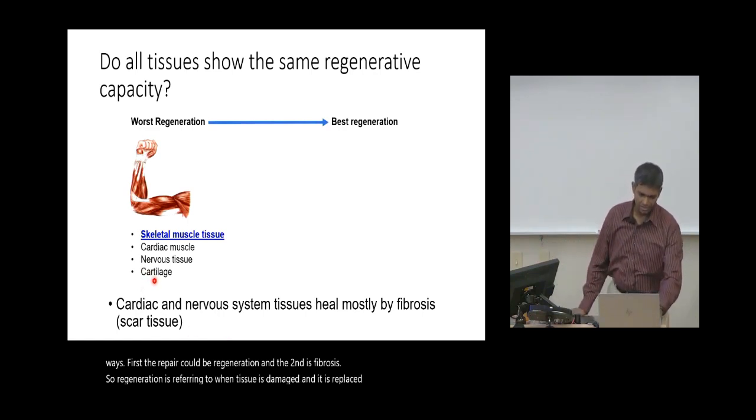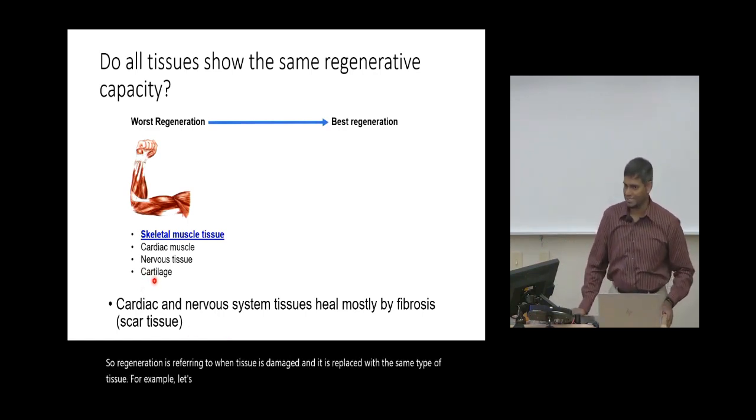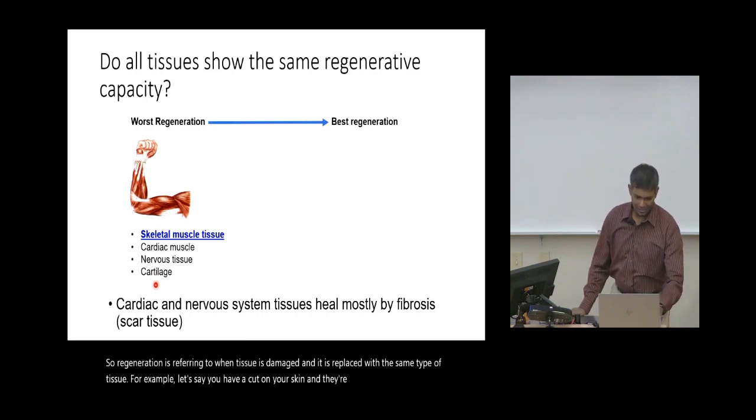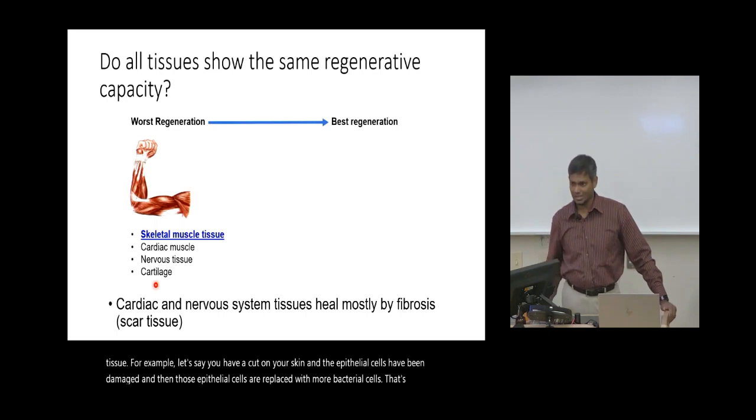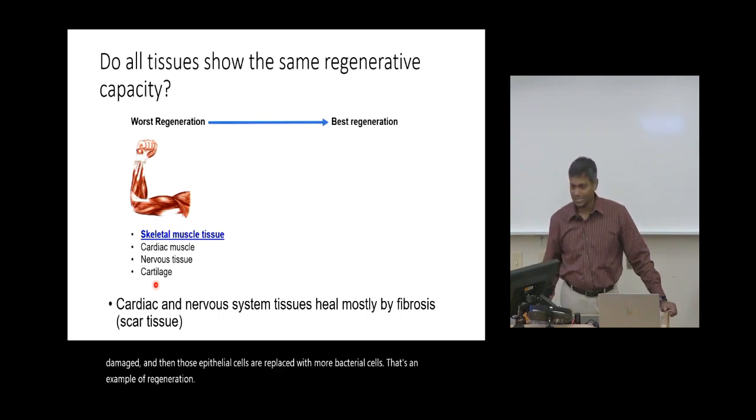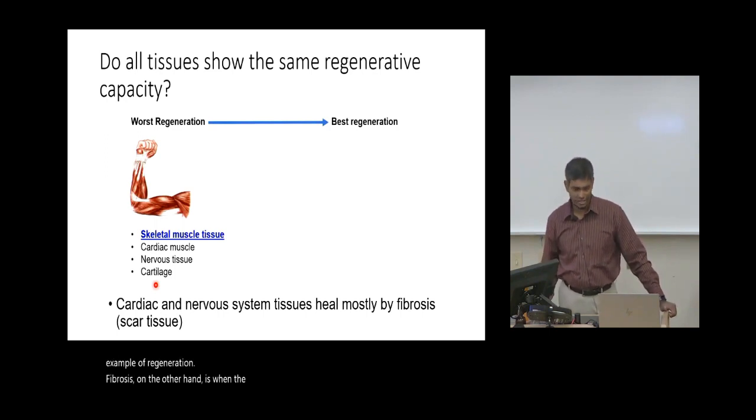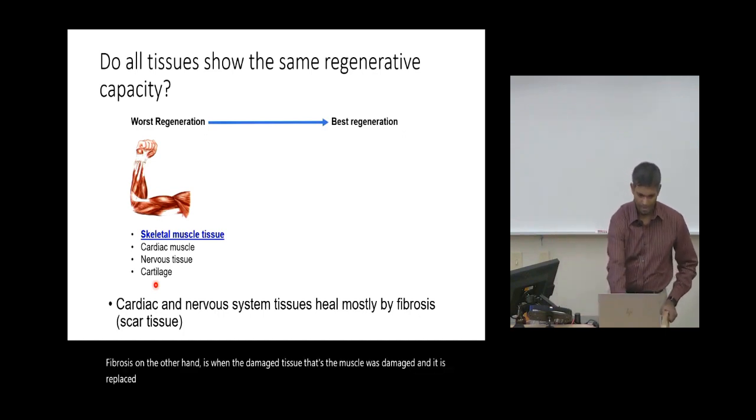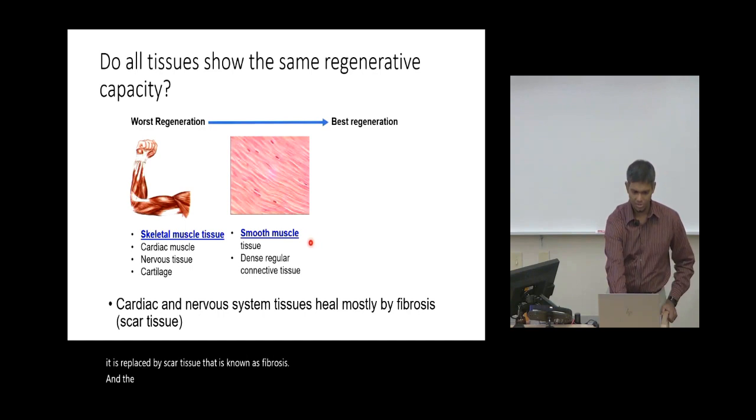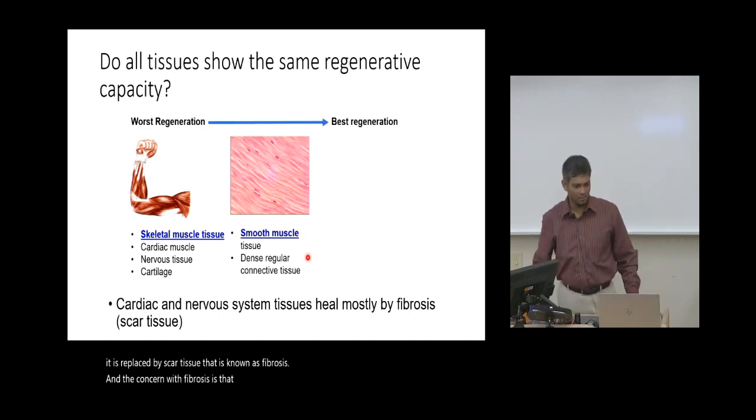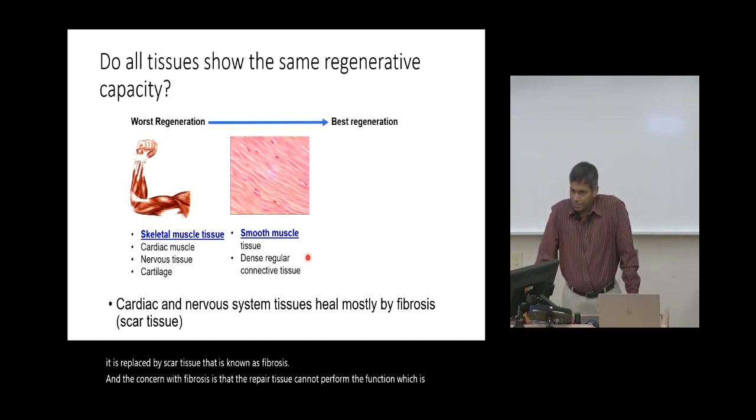In terms of cartilage having a poor regenerative capacity, keep in mind that this is avascular, so it doesn't have any blood vessels in it, and so that's why this doesn't have a good regenerative capacity. Now, having intermediate regenerative capacity will include smooth muscles and dense regular connective tissue.